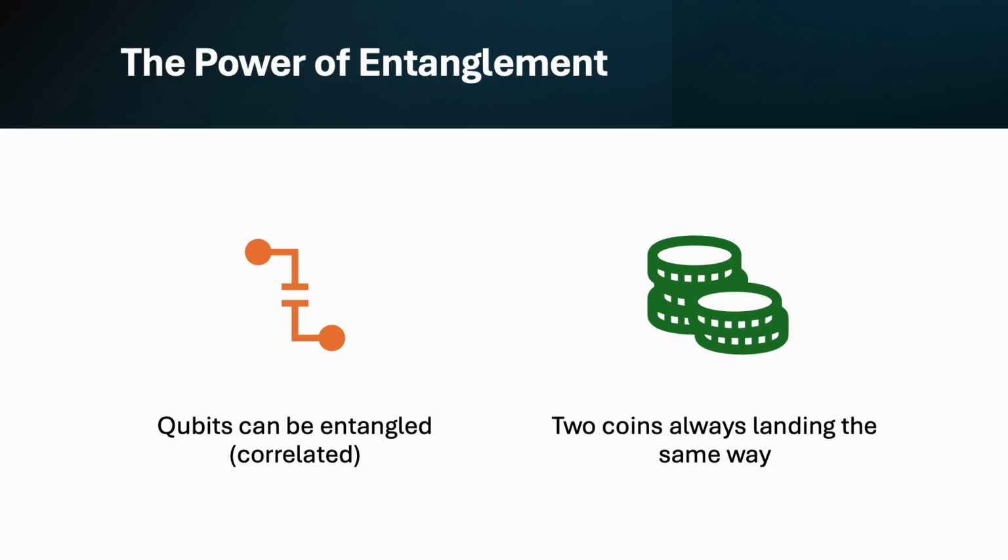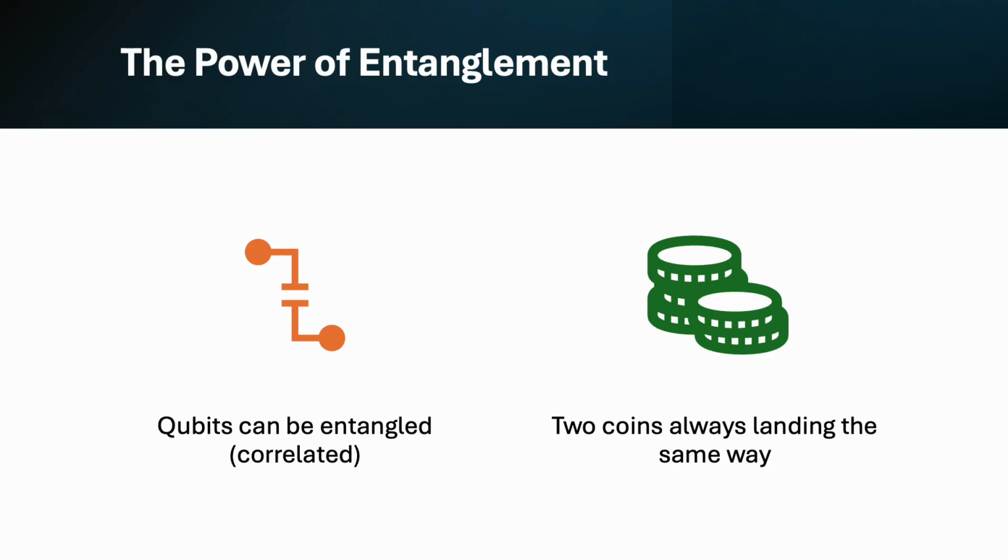Entanglement is super important for quantum computers because it allows qubits to work together in ways that regular bits never could. When you have multiple qubits that are entangled, they can share information and influence each other instantly, which helps quantum computers solve complex problems much faster.